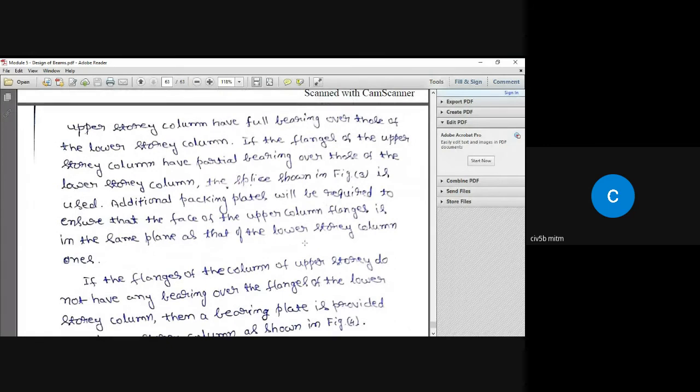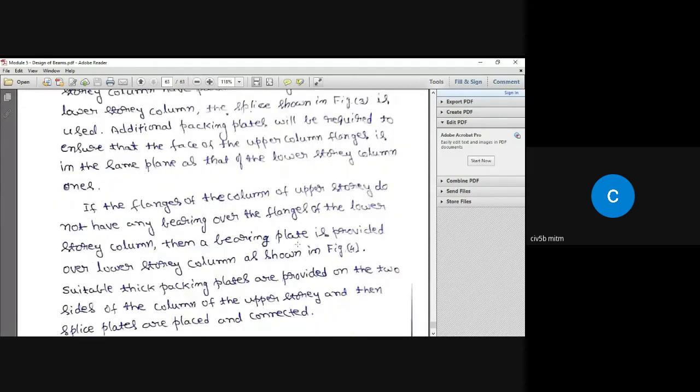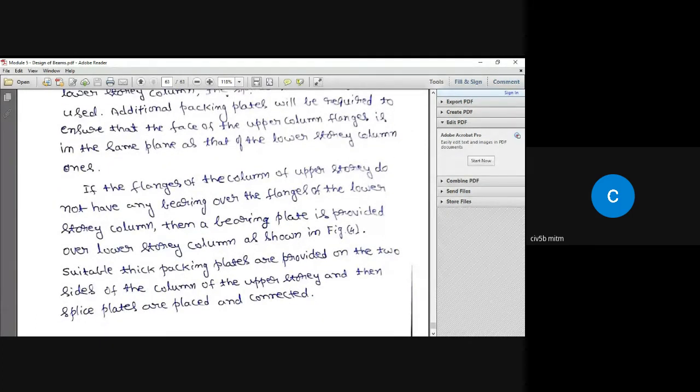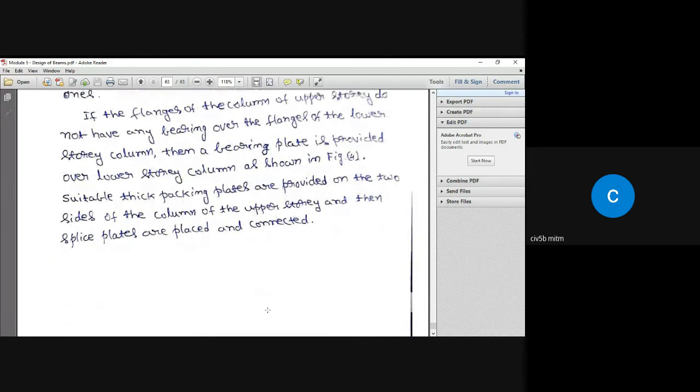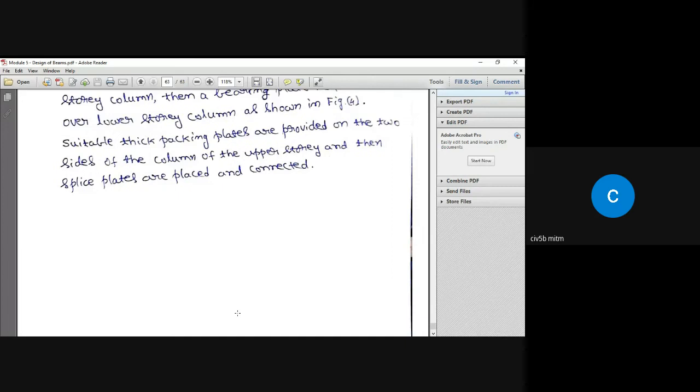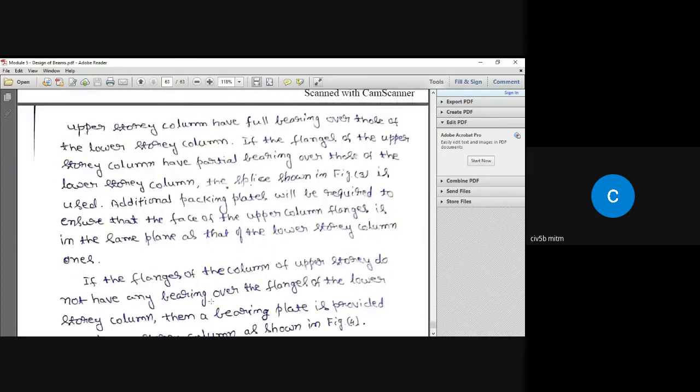Additional packing plates will be required to ensure that the face of the upper column flanges is in the same plane as that of the lower story column. If the flanges of the column of the upper story do not have any bearing over the flanges of the lower story column, then a bearing plate is provided, as shown in figure 4. Suitable thick packing plates are provided on the two sides of the column of the upper story, and then splice plates are placed and connected. Okay, I hope this is clear to you.